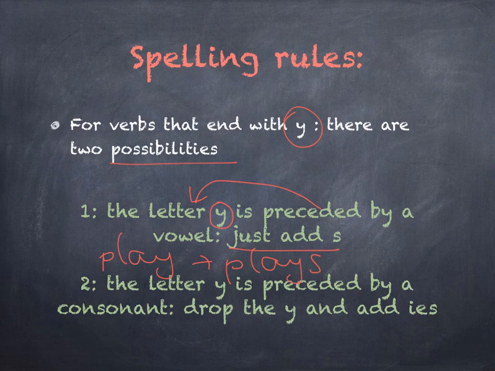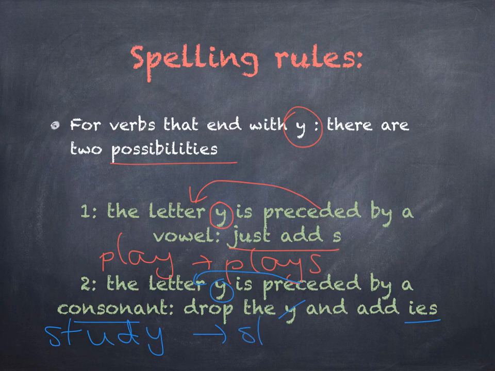In the second example, your letter Y will be preceded by a consonant this time. In this case, you will drop the Y and add IES at the end. Example, the verb study. So D precedes Y. It is a consonant. So then I would drop the Y at the end of study and write IES instead. Study, studies.